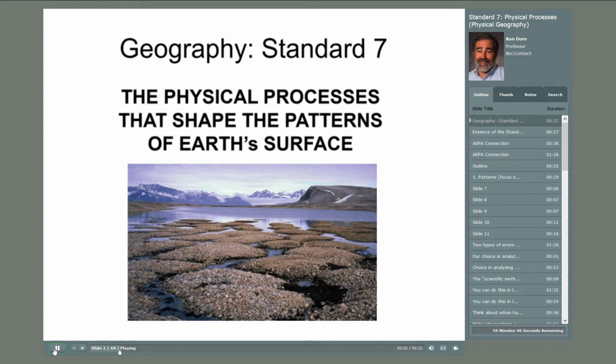National Geography Standard Number 7 is the physical processes that shape the patterns of Earth's surface. Take a look at this image, courtesy of NASA, of little bumps in the ground. What are those bumps? Clearly there's a fun pattern there. In this case, it's related to permafrost, or frozen ground.